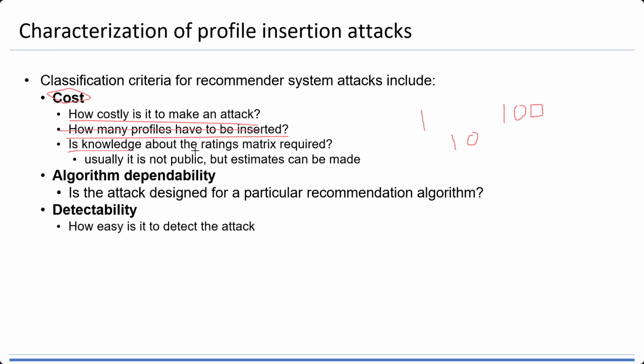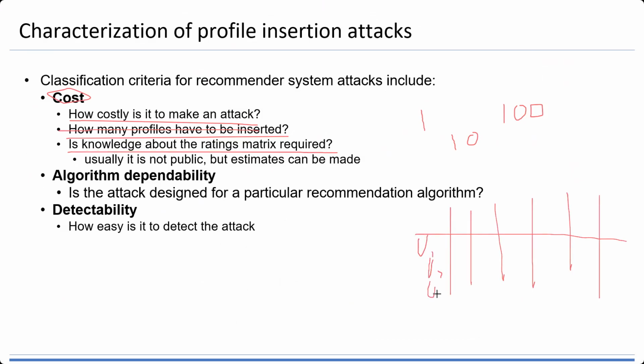And here is the knowledge about the rating matrix required. When you create a matrix like this one, you have user 1, user 2, user 3, item 1, item 2, item 3, item 4, and so on. So is this kind of knowledge required? Usually it is not public, but estimates can be made. So if the matrix is very huge, of course, there might be some ways to create this one. And sometimes people can try to estimate this kind of matrix.